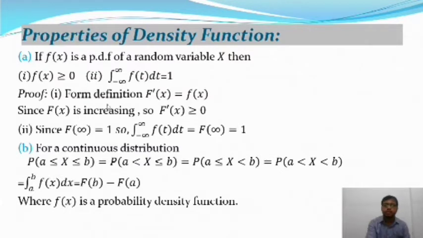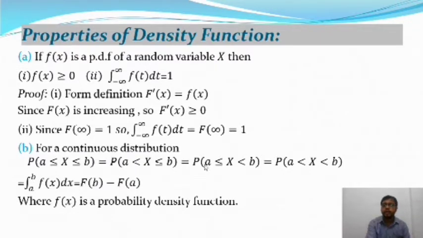After that we will move on to the next properties of the density function. For a continuous distribution, the probability of a ≤ X ≤ b is equal to the integration over a to b of f(x) dx, that means F(b) minus F(a). Similarly, in a continuous distribution, we can find the probability of a < X ≤ b, and this is also equal to the integration over a to b of f(x) dx.